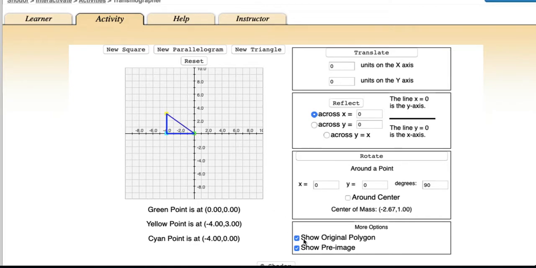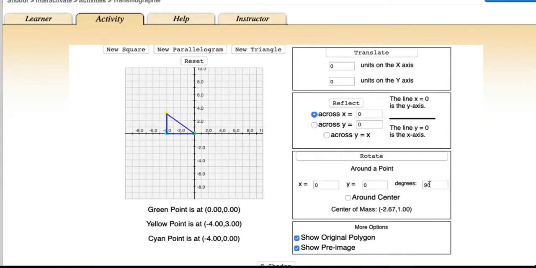So I've got this triangle, and I'm actually going to show the original polygon. As we're rotating it all the way through, you're actually going to be able to see what's happening. Right now, we're rotating it about the origin, which is at 0, 0. So our green point of our triangle, you can actually see is at 0, 0. So that's not going to change. If you're rotating something, the center of that rotation is not actually going to be moving. However, we have our blue and our yellow points that will be moving.